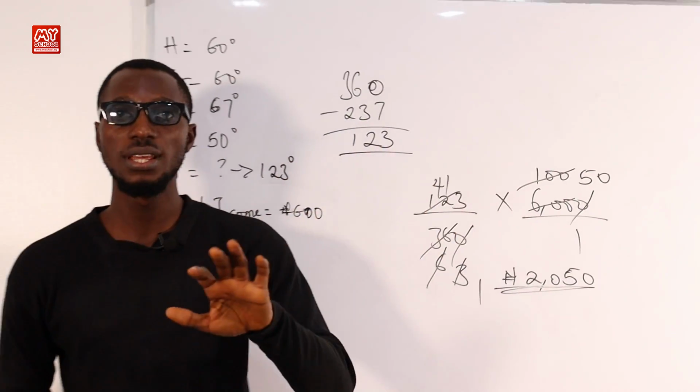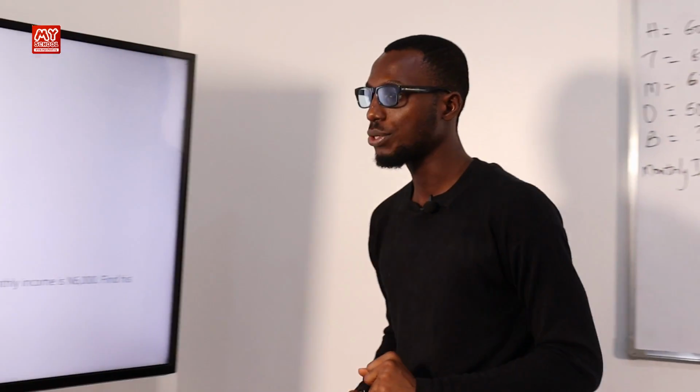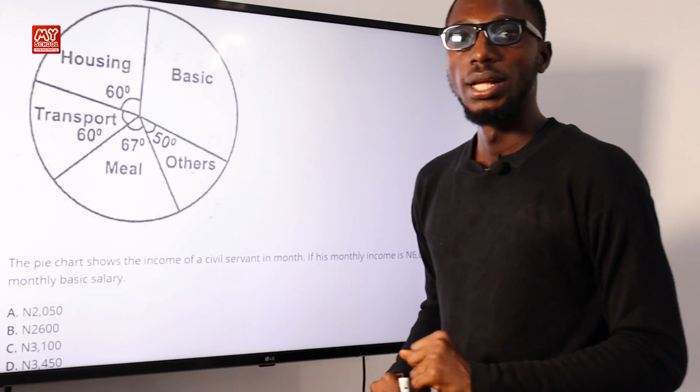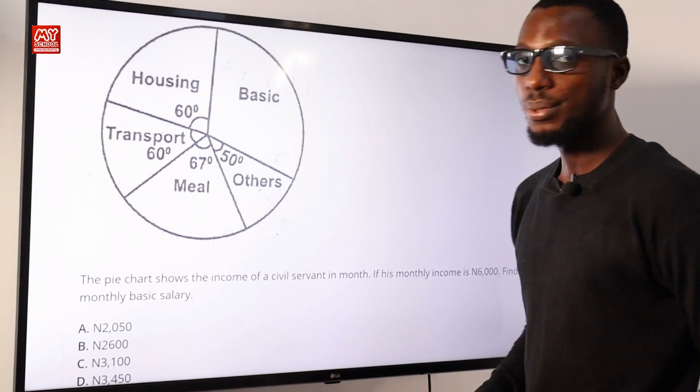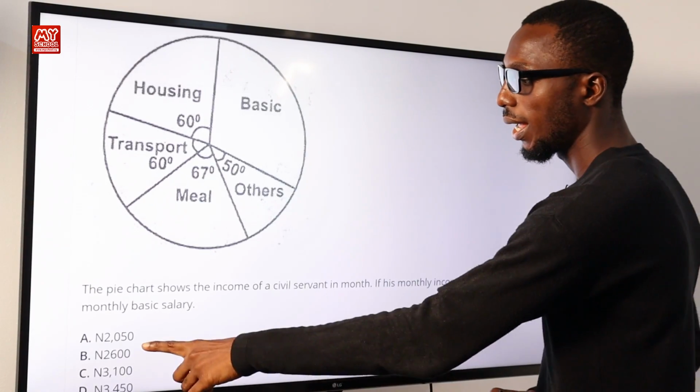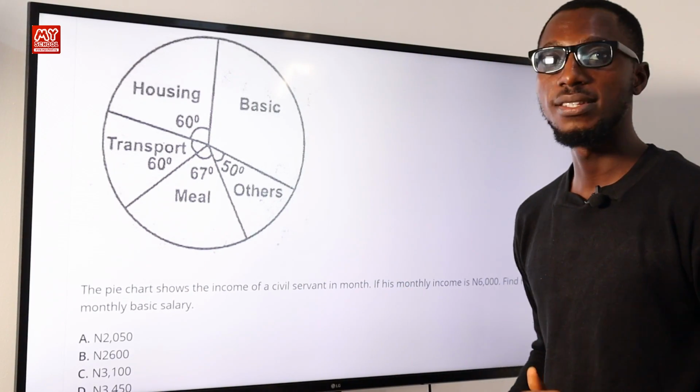So let's go back to the screen and select the correct option. So looking through all of these options together, we will confirm that option A, containing 2,050 naira, is the correct option.